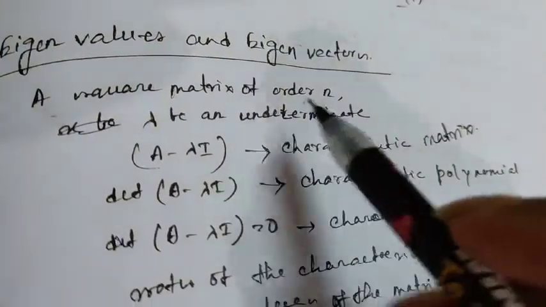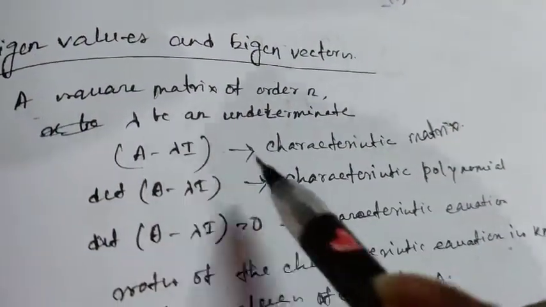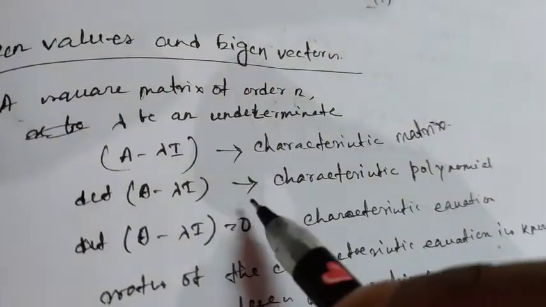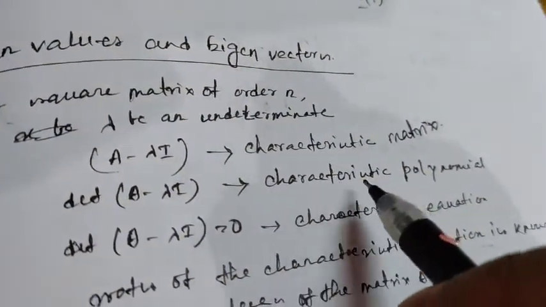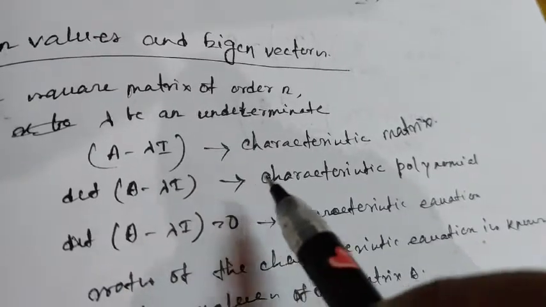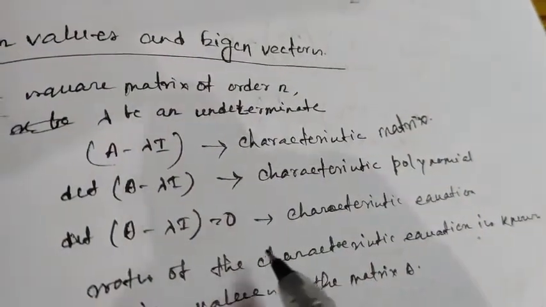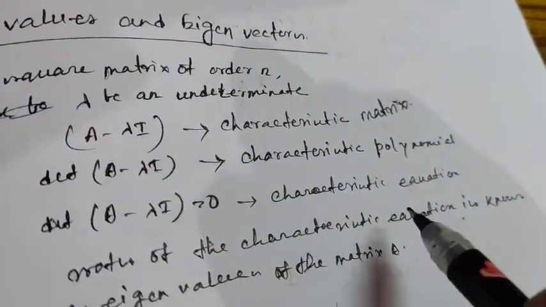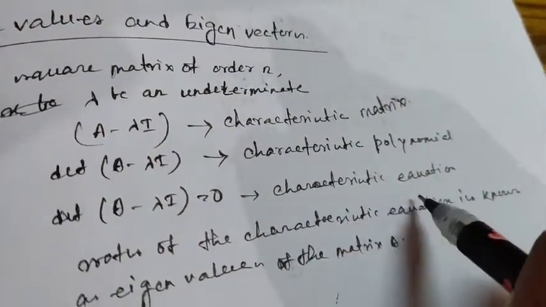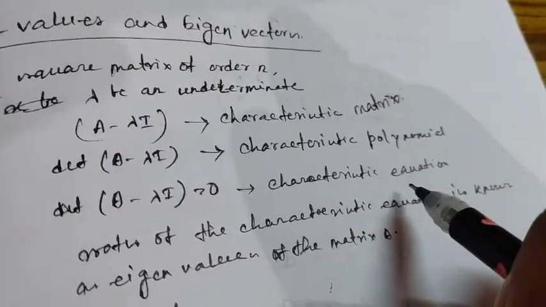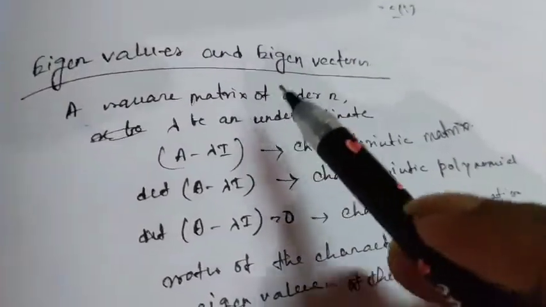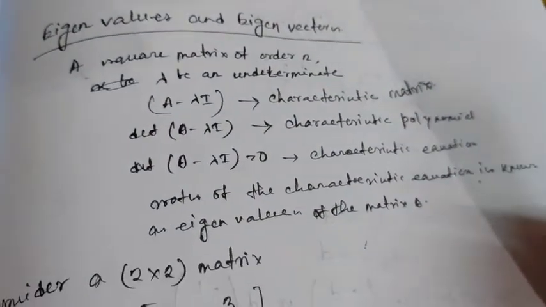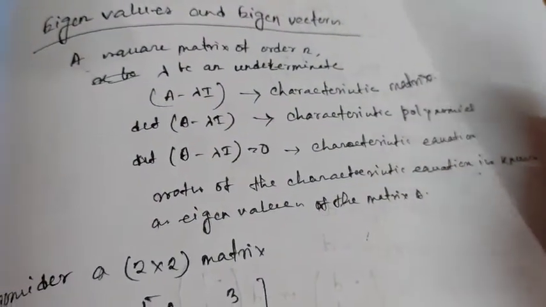First we have to construct the matrix A minus lambda I, which is known as the characteristic matrix. Then we consider the characteristic polynomial, that is, the determinant of A minus lambda I, and det of A minus lambda I is equal to 0. This gives the characteristic equation, and the roots of this characteristic equation are known as the eigenvalues of the matrix A. Now let us see how we can find the eigenvalues and eigenvectors of a matrix.